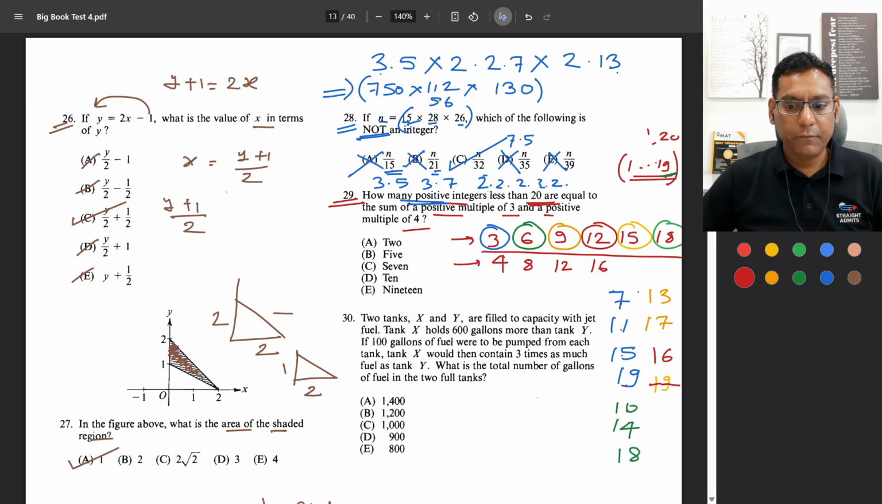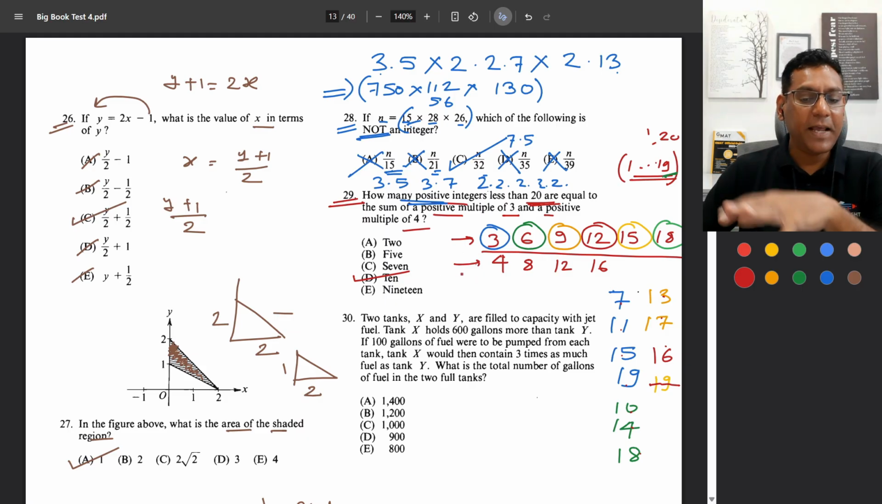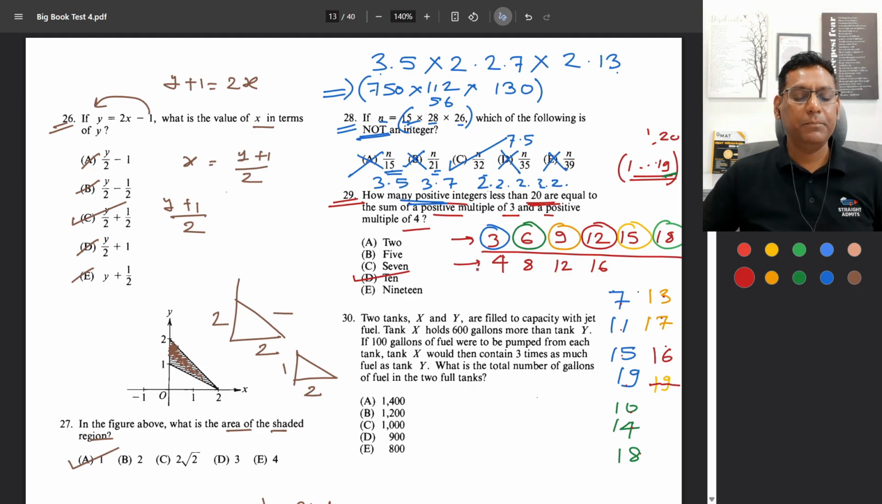1, 2, 3, 4, 5, 6, 7, 8, 9, 10. There are 10 such numbers. Now, this was a very different type of problem that I have not seen on the GRE Big Book series so far. Okay, so I like this question. It was something different.